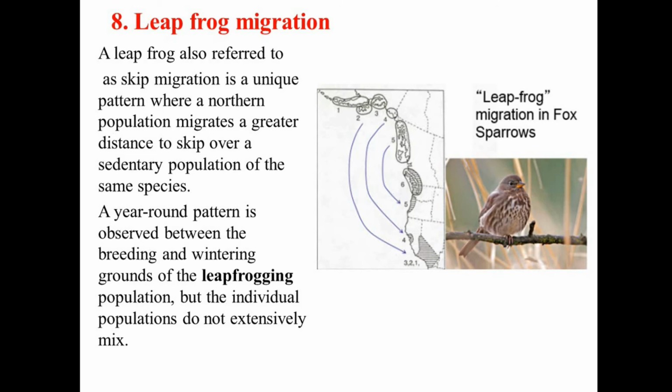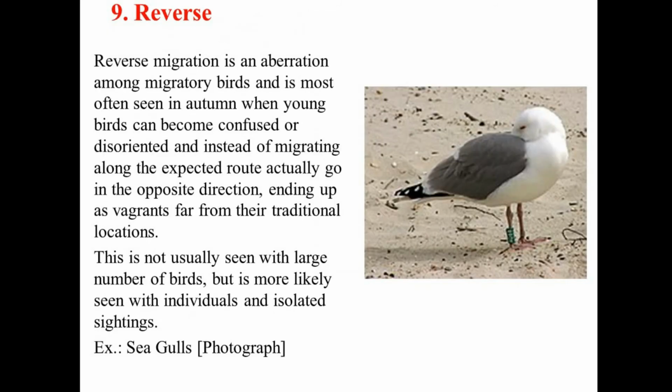A year-round pattern is observed between the breeding and wintering ground of the leapfrogging population, but the individual populations do not extensively mix. The leapfrog migration in fox sparrow is shown in this diagram. That is the 8th, leapfrog migration, and now we'll move to the next, the 9th one, reverse migration.